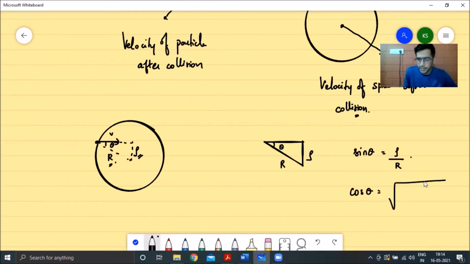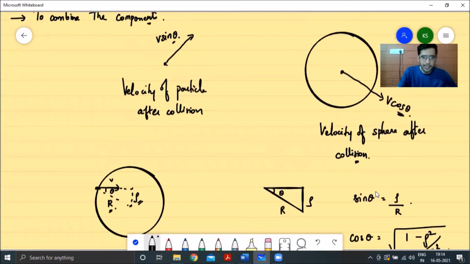That will be equal to under root of 1 minus sin squared theta, so the under root of 1 minus rho squared by r squared. And now that we know what sin theta and cos theta are, we can finally conclude what the velocity of the particle and the velocity of the sphere is according to the information given in the question.